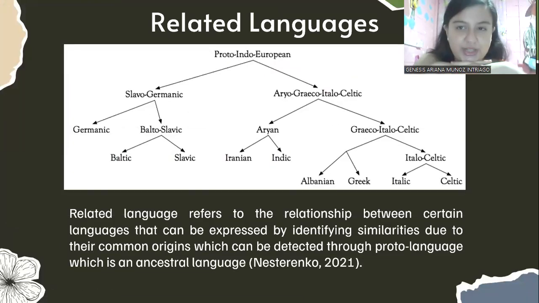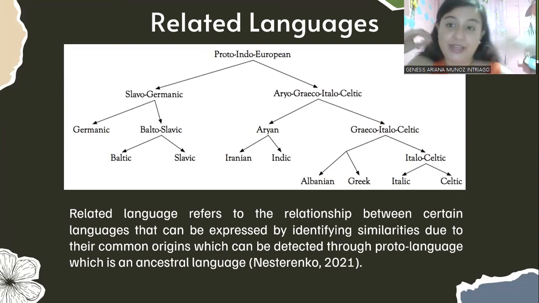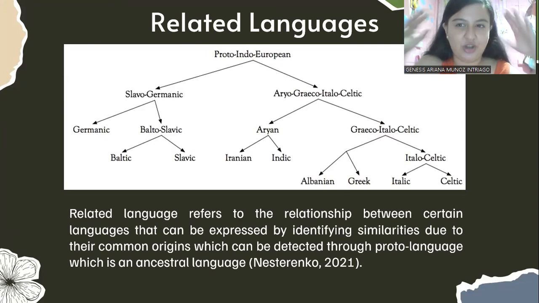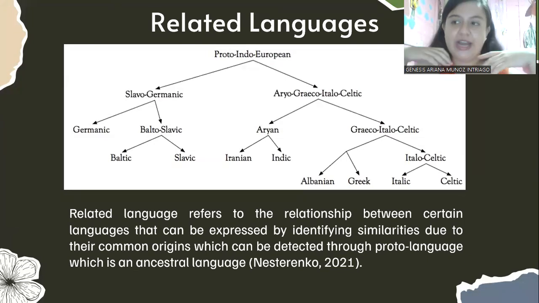Related language refers to the relationship between certain groups of languages that can be identified by finding the proto-language of those languages. And when we talk about proto-language, we are referring to the ancestral language, okay? So when a group of languages share the same proto-language, it means that they are related.